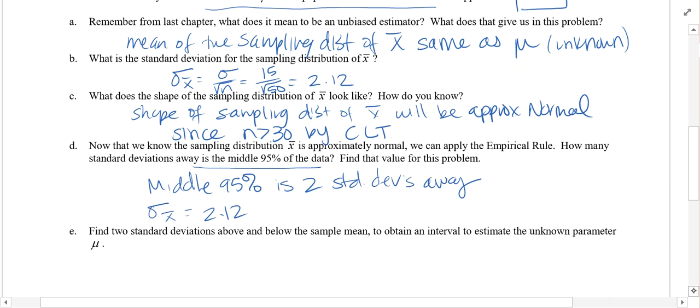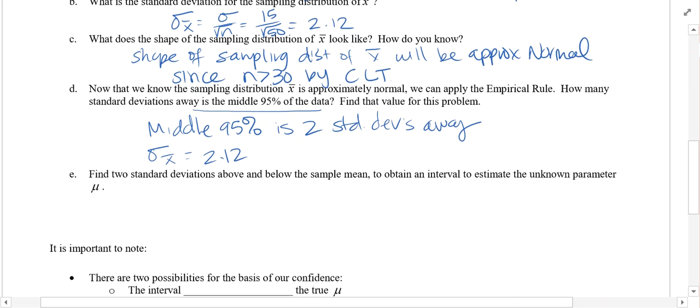Okay, so part E kind of continues. Find what 2 standard deviations above and below the mean is. So 2 standard deviations, we're going to take 2 times 2.12 to figure out how far above and how far below. So we get 4.24 is 2 standard deviations above and 2 standard deviations below. So how we find that, we're going to go above and below the sample mean. We're going to take x bar plus or minus 2 times the standard deviation.